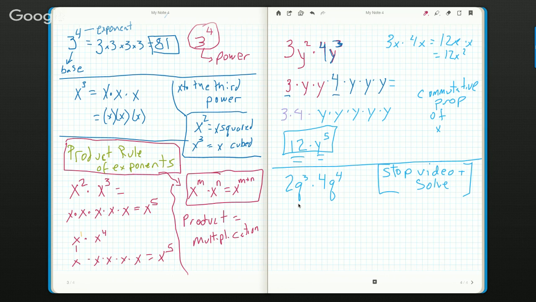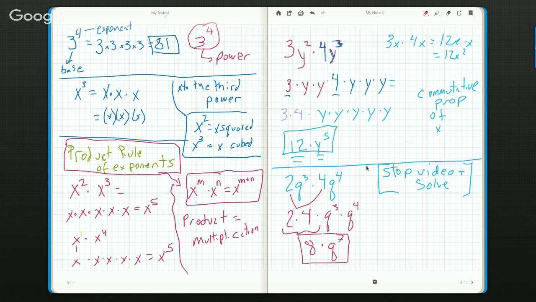Okay, now that we're back, I'm assuming you've tried to solve this. So the rule is, right? We're just going to rearrange our terms, and we're going to say, well, this is the same thing as 2 times 4 times q cubed times q to the 4th. I didn't expand it like I did up here, but I could and draw out our 3 q's and our 4 q's, but I'm not going to do that because we have learned the product rule. So this is 8 times q to the 7th. Right? So that is our product rule.